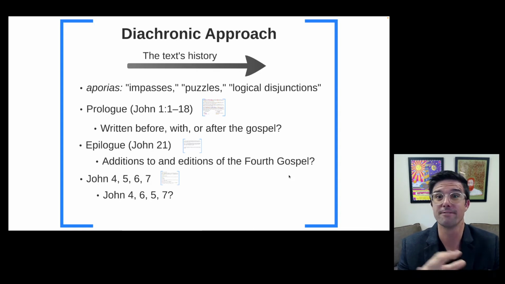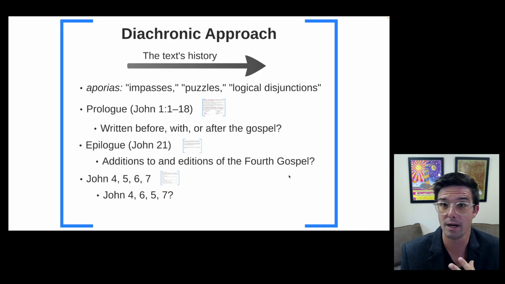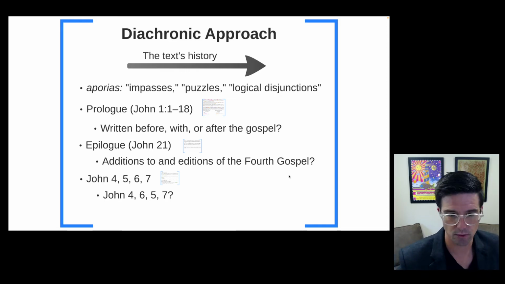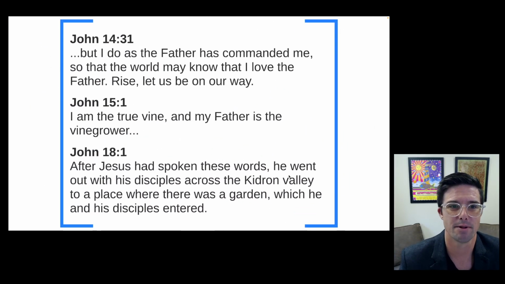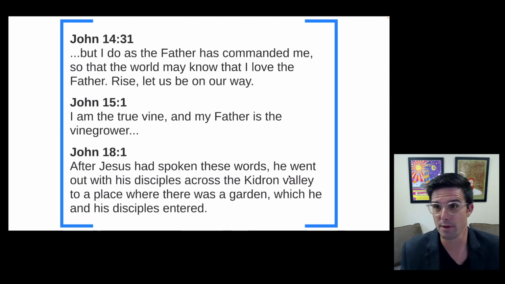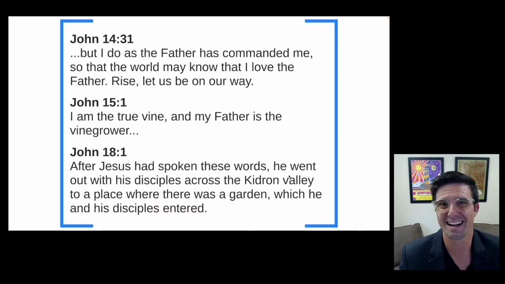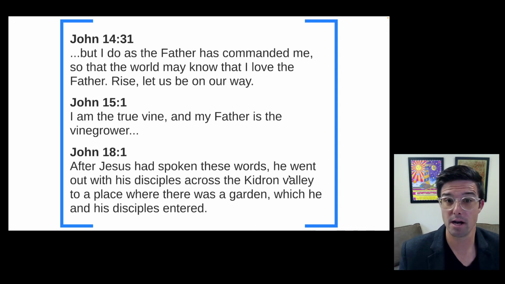Was there a different ordering of these episodes that got rearranged at some point in the Gospel of John's back history, or in its textual history? And one last example of this, of an aporia, or a sort of logical dislocation. We mentioned this one back in the Introduction to the New Testament class. John 14:31, Jesus is giving a monologue, and he says, "Rise, let us be on our way."